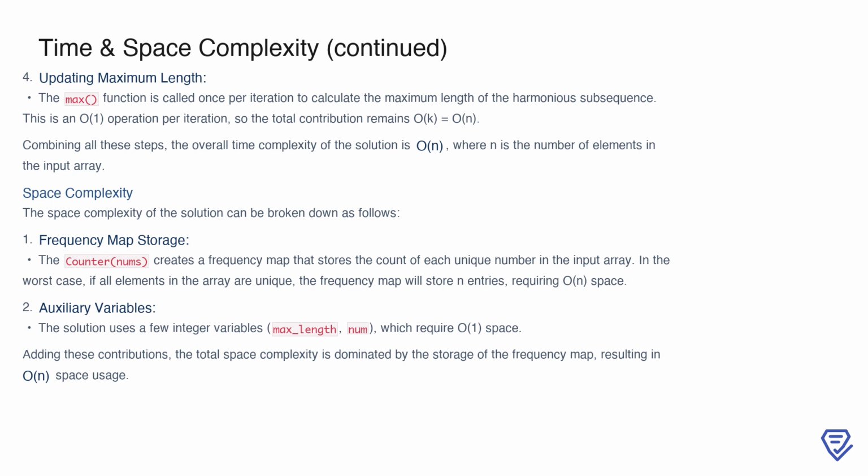Moving on to space complexity, the primary contributor is the storage of the frequency map. In the worst case, where all elements are unique, the frequency map will contain n entries, requiring O(n) space. Aside from this, the algorithm uses a few auxiliary variables, such as max_length and number, which take up constant space, O(1). Therefore, the overall space complexity is dominated by the frequency map, resulting in O(n) space usage.